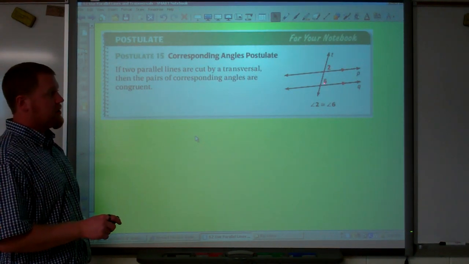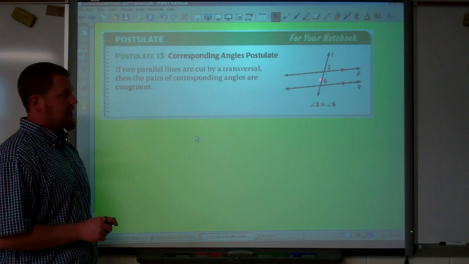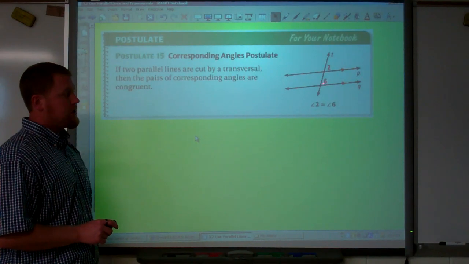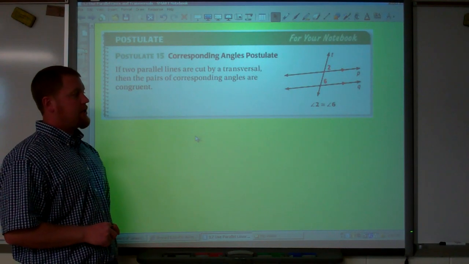Angles 2 and 6 here are corresponding angles. They're on the same side of the transversal, to the right. One is exterior, one is interior, and they're non-adjacent.